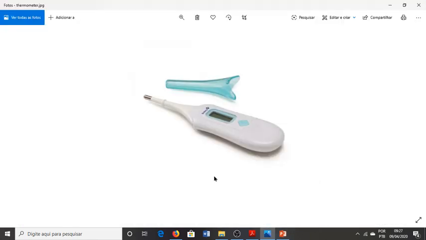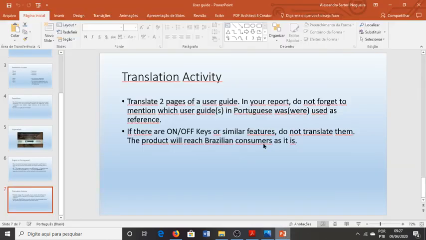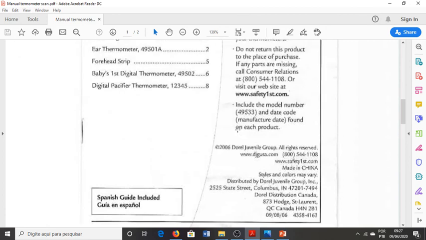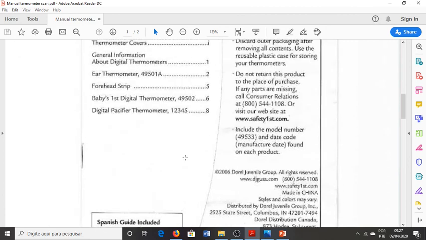Well, guys, that's all for today. And if you have any questions, you just contact me. But that's the idea. You have some tips here. I'm going to make these slides available for you guys. You have the tips and you have a manual, only 2 pages actually, only for you to have some contact with this textual genre. And you're going to translate these 2 pages that I'm going to make available for you in our platform. So, see ya.